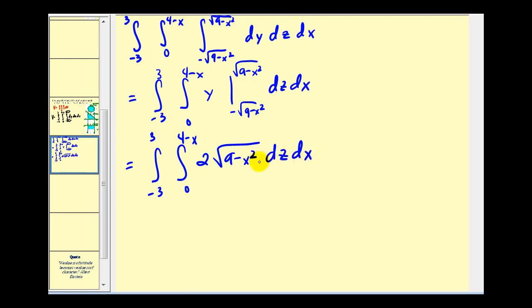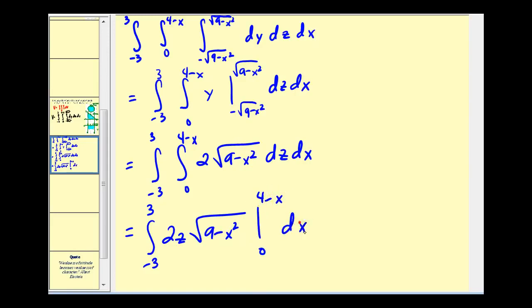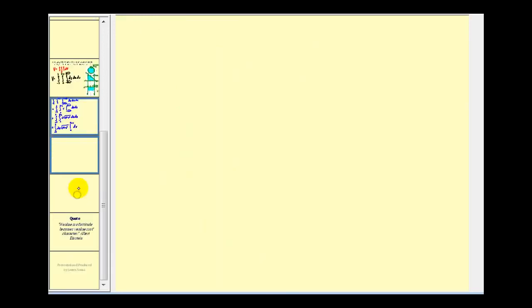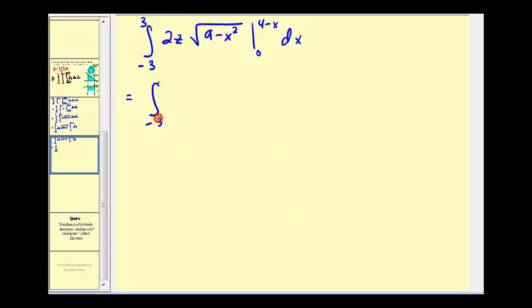Now when you integrate with respect to z, we're treating x as a constant, so we're just going to have 2z times the square root of 9 minus x squared. So now we're going to replace z with 4 minus x and then with 0. Again, let's go ahead and do that on the next slide. So we'll have 2 times the quantity 4 minus x times the square root of 9 minus x squared. And then when z is 0, this will be 0.